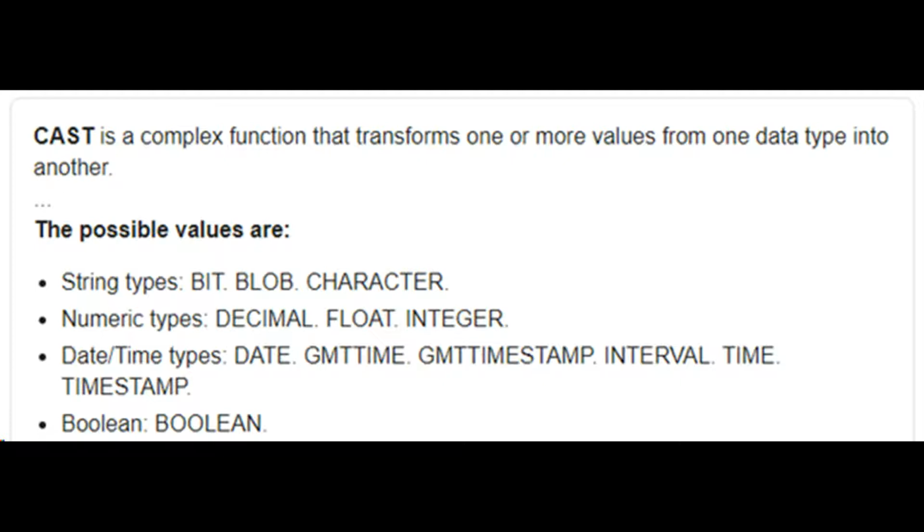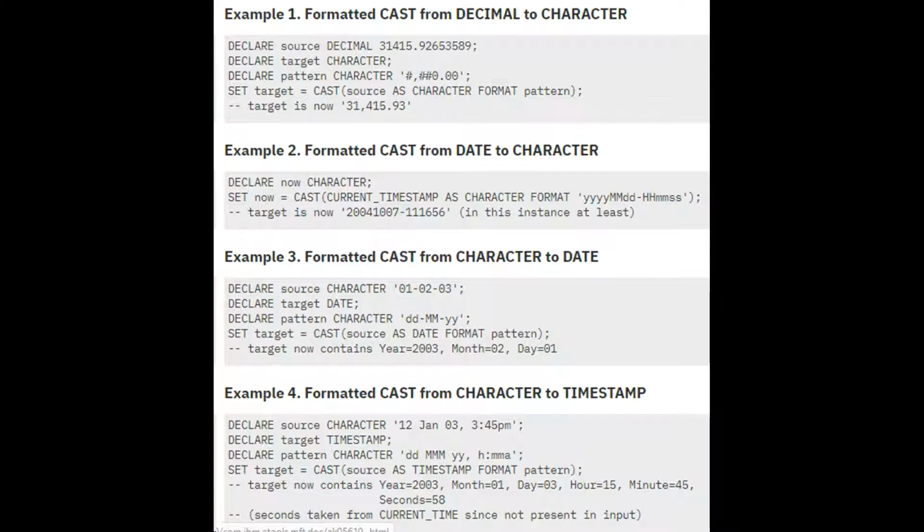The CAST function is used multiple times in the project's ESQL code. It can convert one data type to another. The screen shows a few examples of the CAST function. Decimal, char, and blob conversions are simple. Date and timestamp conversions are tricky.